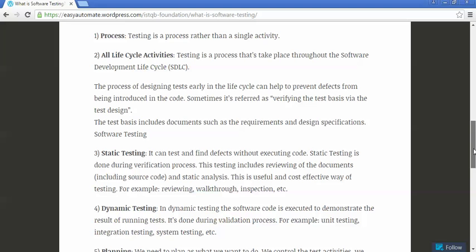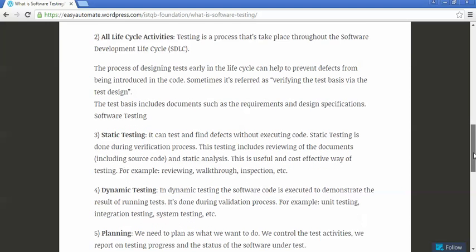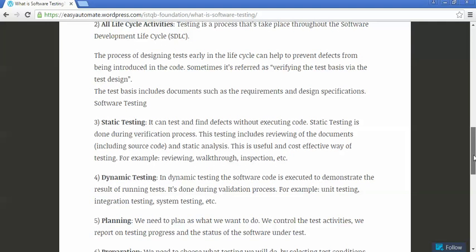We will talk more about static testing in the coming chapters, but this is a very important technique in which we find the defects and improve the quality of the product even without executing a single line of code. Dynamic testing. In dynamic testing, the software code is executed to demonstrate the result of a running test.